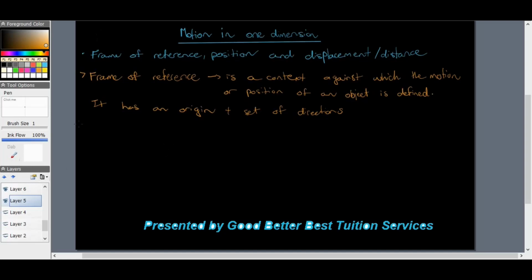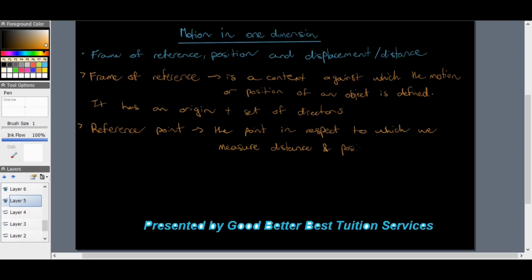Then we have another term similar to frame of reference, which is called your reference point. Your reference point, first of all, is the point in respect to which we measure distance as well as position of an object.